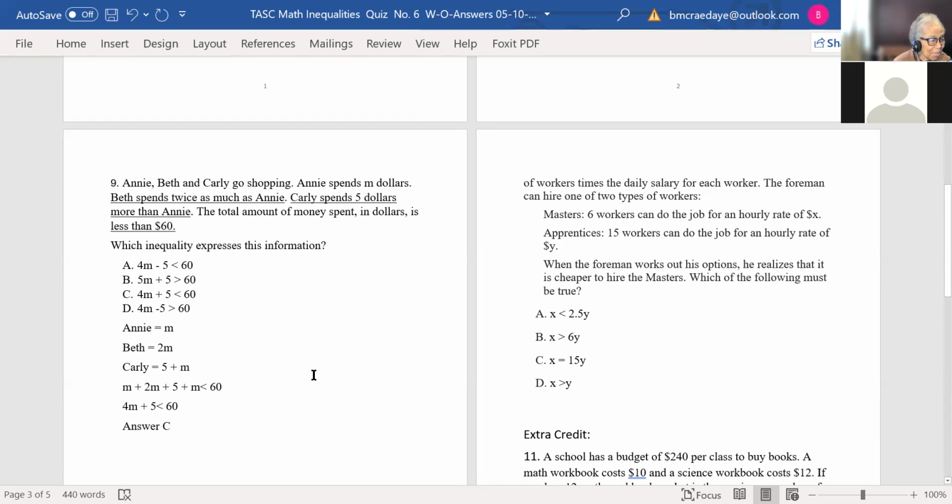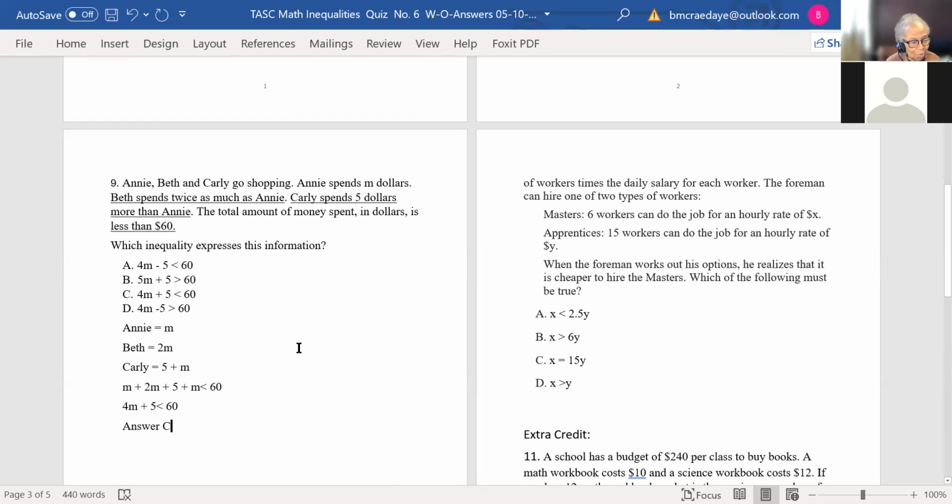Well, you could eliminate the greater thans, right? Because it said less than. So you could eliminate B and D, because those are both greater than inequalities. So you have between A and C. How did you select between A and C? You said something about subtract. Yeah, because A got a minus, 4 and minus 5, right? But it can't be that, because they say that Carly spent 5 more.